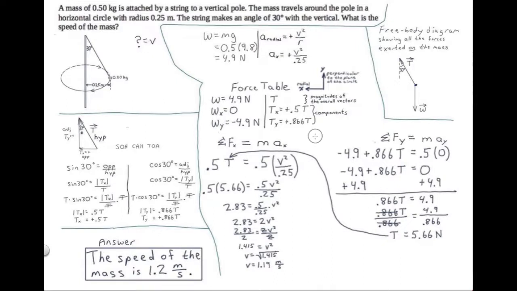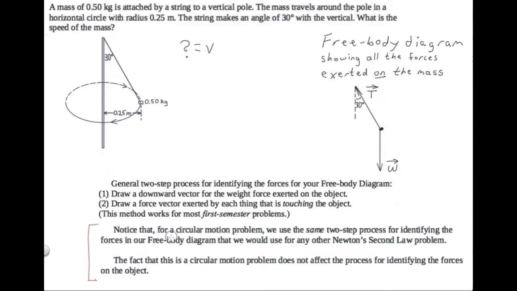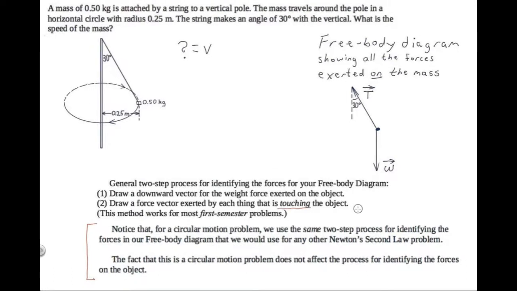Other than what I just mentioned, our method for solving this problem was very similar to the method you would use for solving any other Newton's second law problem. The major steps for any Newton's second law problem are free body diagram, then the force table, and then the Newton's second law equations. Remember that for a circular motion problem, we use the same two-step process for identifying the forces in our free body diagram that we would use for any other Newton's second law problem. The key to this process is to ask yourself, what is touching the object?